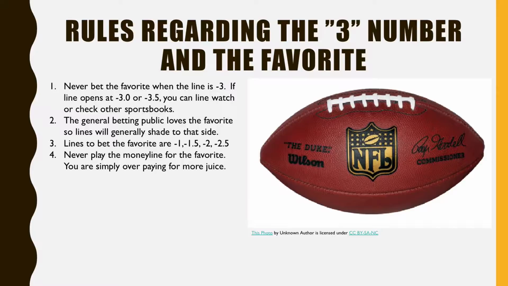Okay. If a line opens at -3 or -3.5, you can line watch, which means you can watch and see if it will go below that 3. So if you see a line of, well, I'm going to cover that in the next one. Let's go to number 2. Number 2, the general betting public loves the favorite lines, so will generally shade to that side.